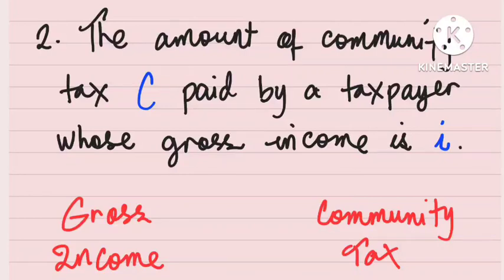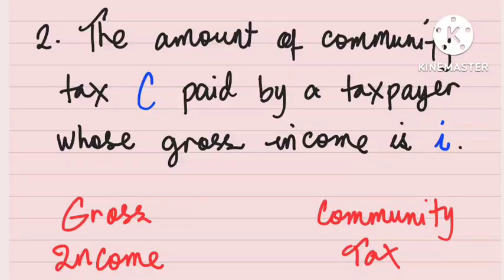Next, we have the amount of community tax, C, paid by a taxpayer whose gross income is I. So, it's obvious that the community tax that a contributor should pay depends on the gross income. If the person has a bigger gross income, then it is but right for him or her to pay a bigger community tax. So here we see a relation between community tax and gross income.